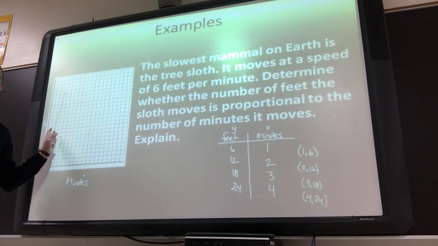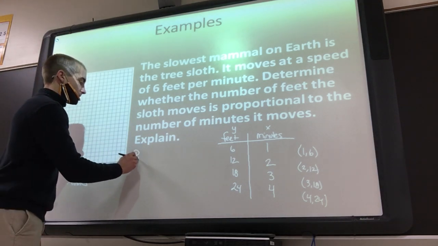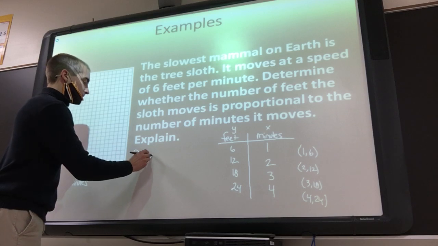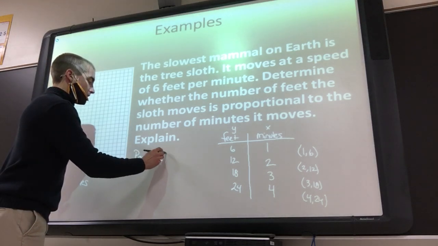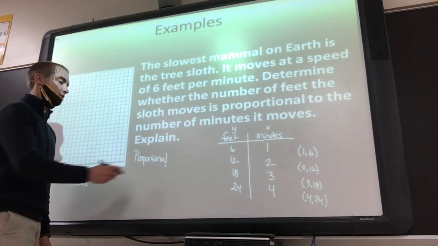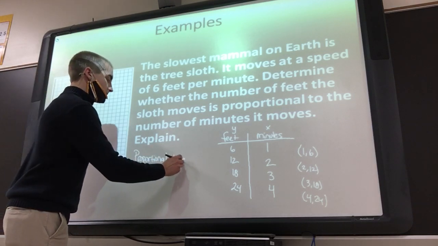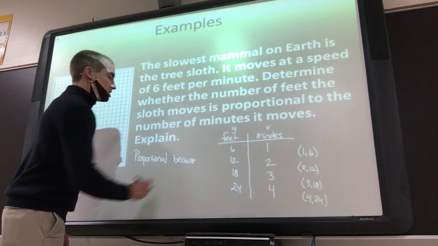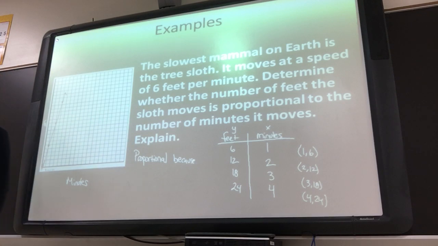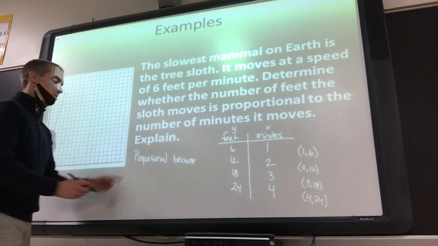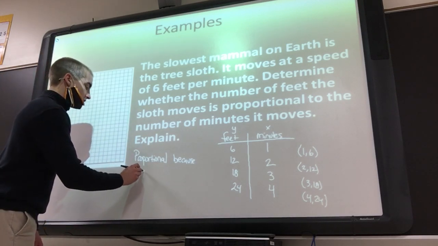So since it's straight and goes through the origin, we would say this is proportional. And then make sure that we also explain it's proportional because, since we graphed it, let's use the graphing criteria. It makes a straight line that goes through the origin.